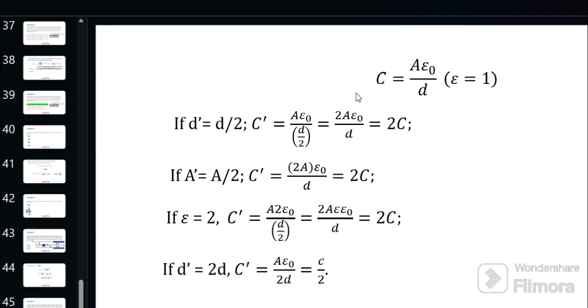We change the area to twice A. So again we see that the capacitance has been doubled.